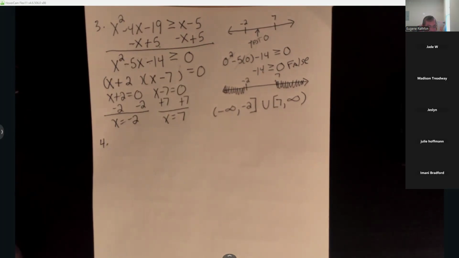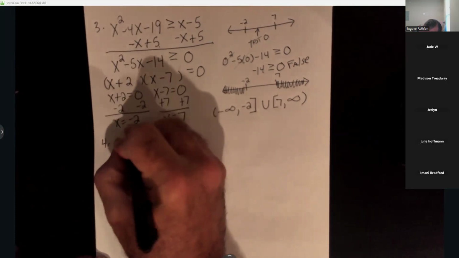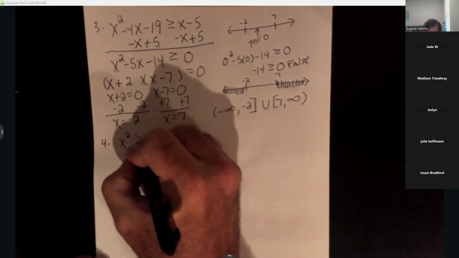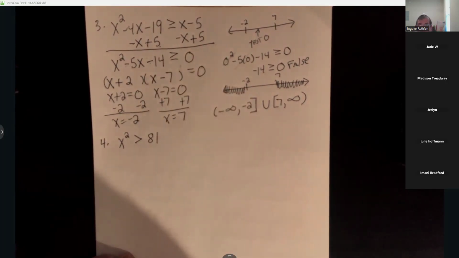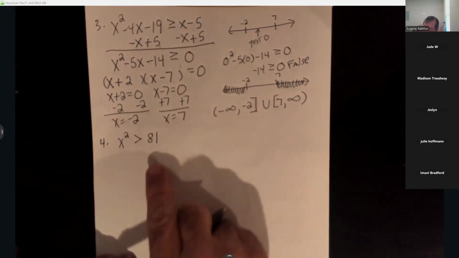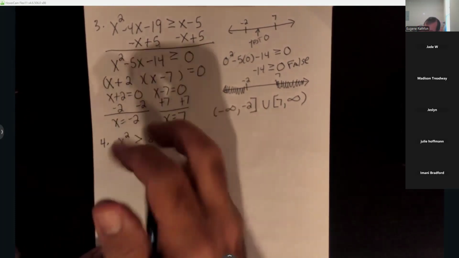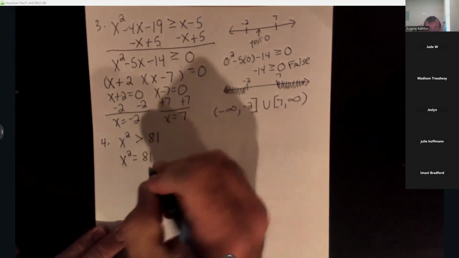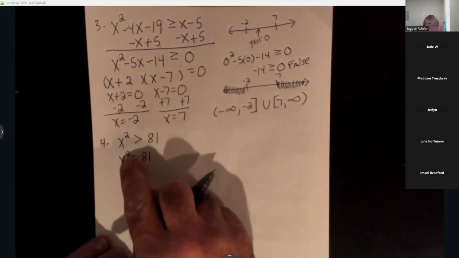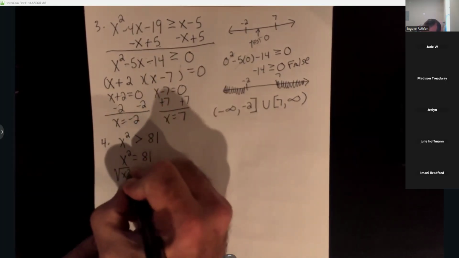All righty, y'all. So let's see what they're doing next. So this one has x squared greater than 81. So x squared and a number, I'm going to leave them like that. And I'm going to set x squared equal to 81 and solve it, because all I got to do to this is do a square root to both sides.